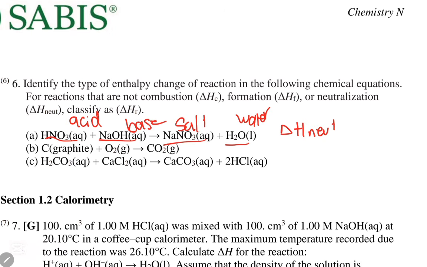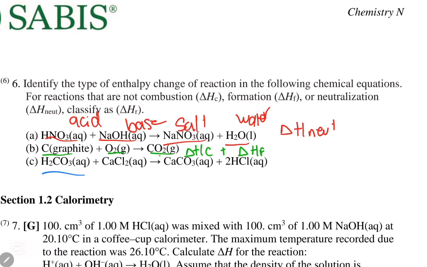I move on to the next part. Carbon plus oxygen gives me CO2. This is combustion. Anything that you add oxygen to is combustion, so delta HC. On top of that, we're forming something, so it's also delta HF. So you say it's both delta H of combustion and delta H of formation. We'll move on to part C. What does it say?